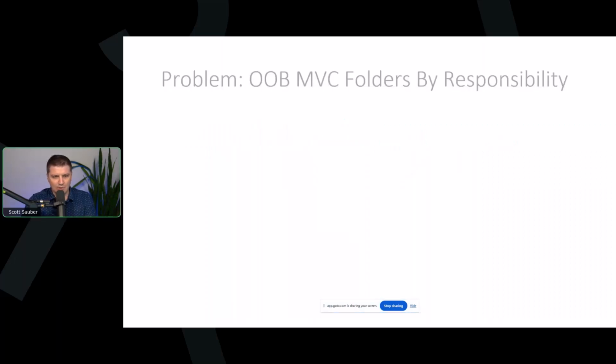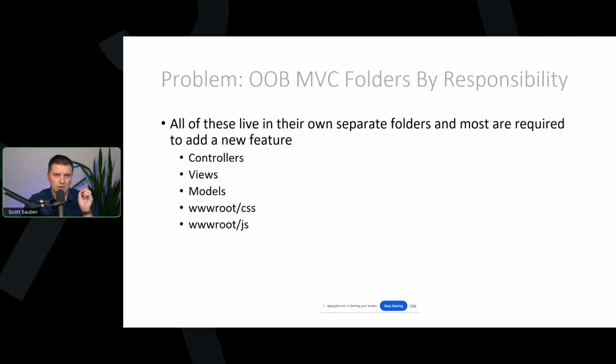The problem out of the box is when you create, let's say you go File, New Project and pick a traditional server rendered MVC, so you're not doing React or Vue or Angular on the front end. You're doing traditional server rendered MVC. And if you look at what gets scaffolded out for you, you have this controllers folder, a views folder, a models folder. And then if you have any custom CSS and JavaScript, those have to live in the wwwroot folder.